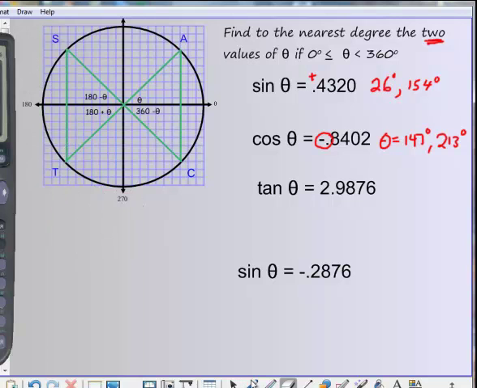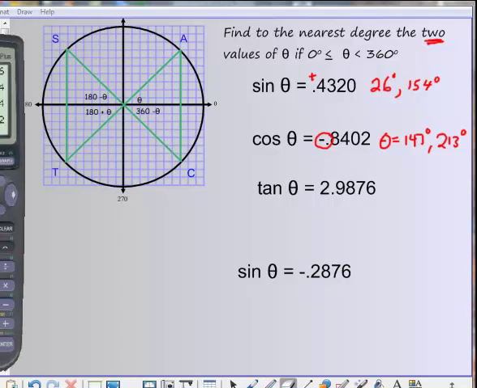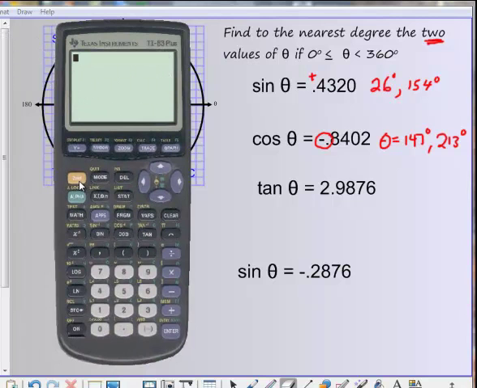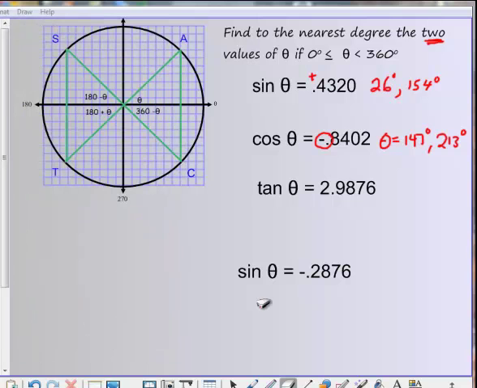Let's just do one more. Let's do this tangent one. We know to get rid of tangent, we inverse tangent, 2.9876, and our reference angle is 71. So we know our first angle is 71, but where are my angles? All right, let's do some math. Tangent is positive. Which quadrant is tangent positive in? The third quadrant and the first quadrant. So theta was 71.